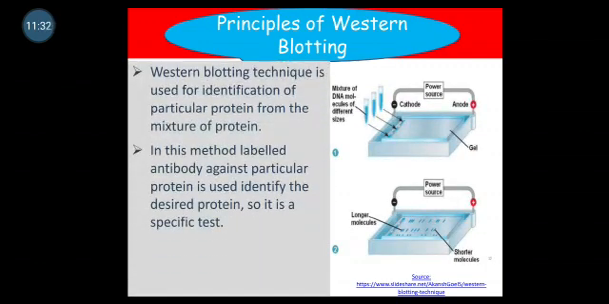Western blotting technique is used for identification of a particular protein from a mixture of proteins. In this method, a labeled antibody against a particular protein is used to identify the desired protein, so it is a specific test. These are some steps which are involved in Western blotting.